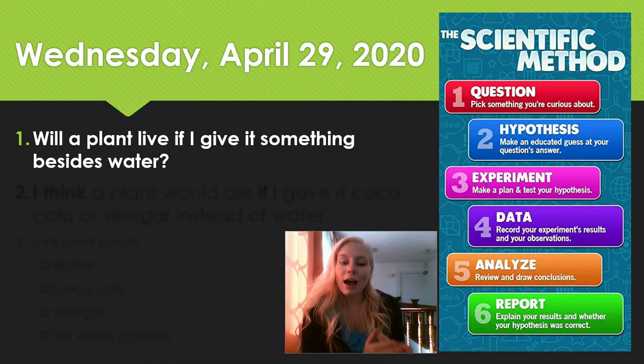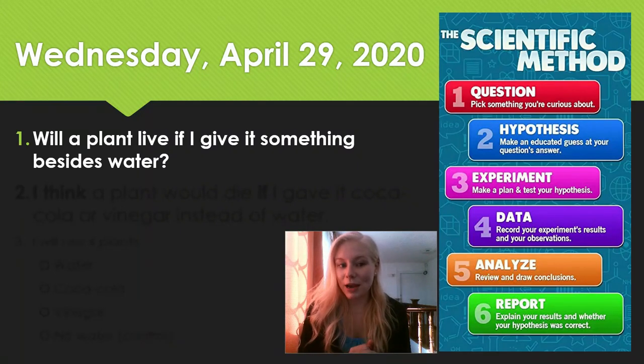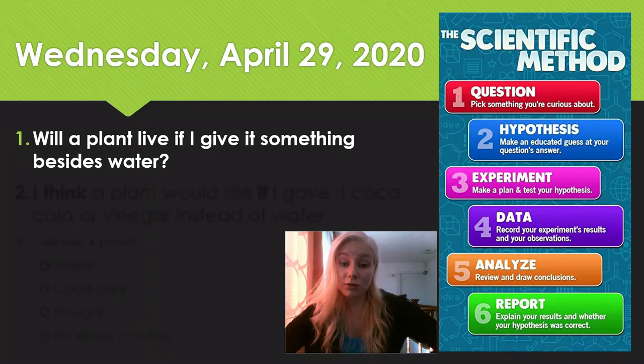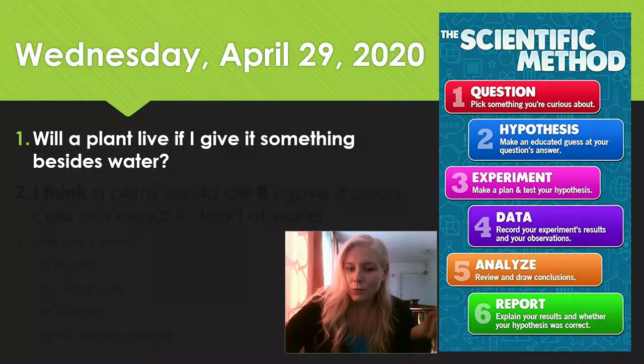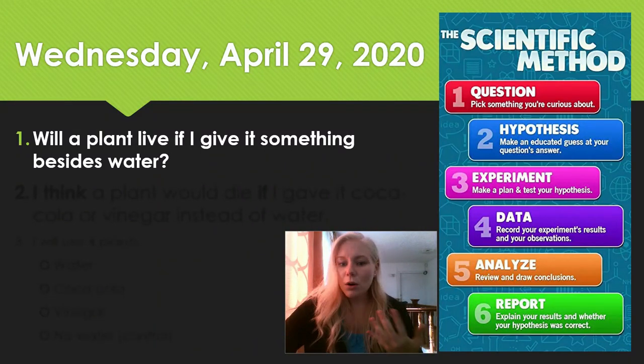So, I was curious about plants, right? Because we're learning about plants. So, this is my question. Will a plant live if I give it something besides water? So we all know that plants need water to live, but what about if I give a plant Coca-Cola? Or what about if I feed a plant orange juice? What would happen then? Would it live? Would it die? What would happen? Okay, that's my question. That's something I'm interested in, so I am going to study it.